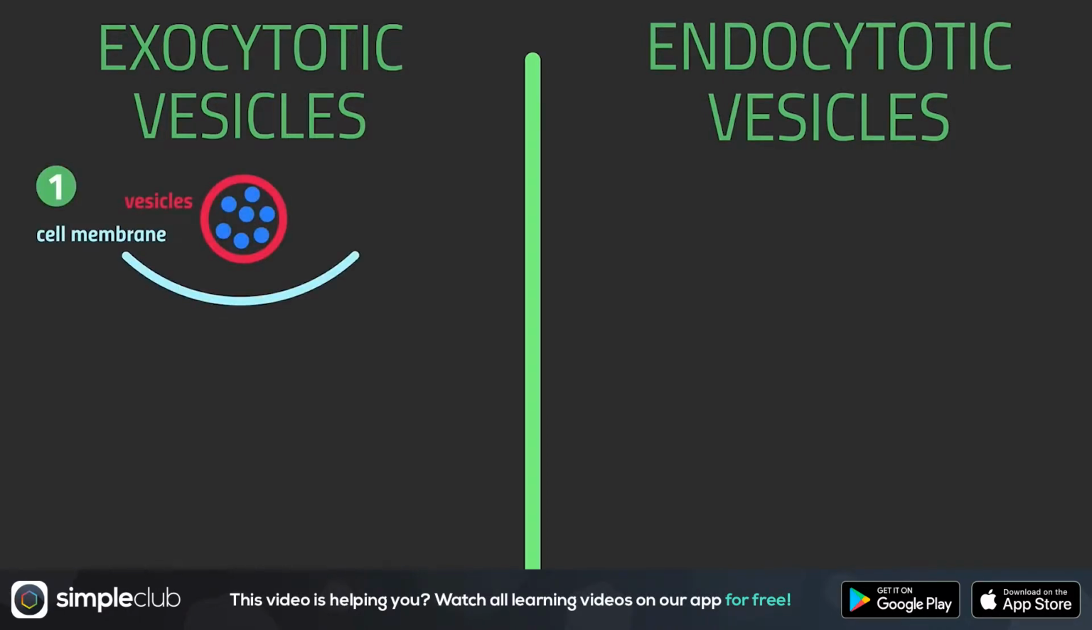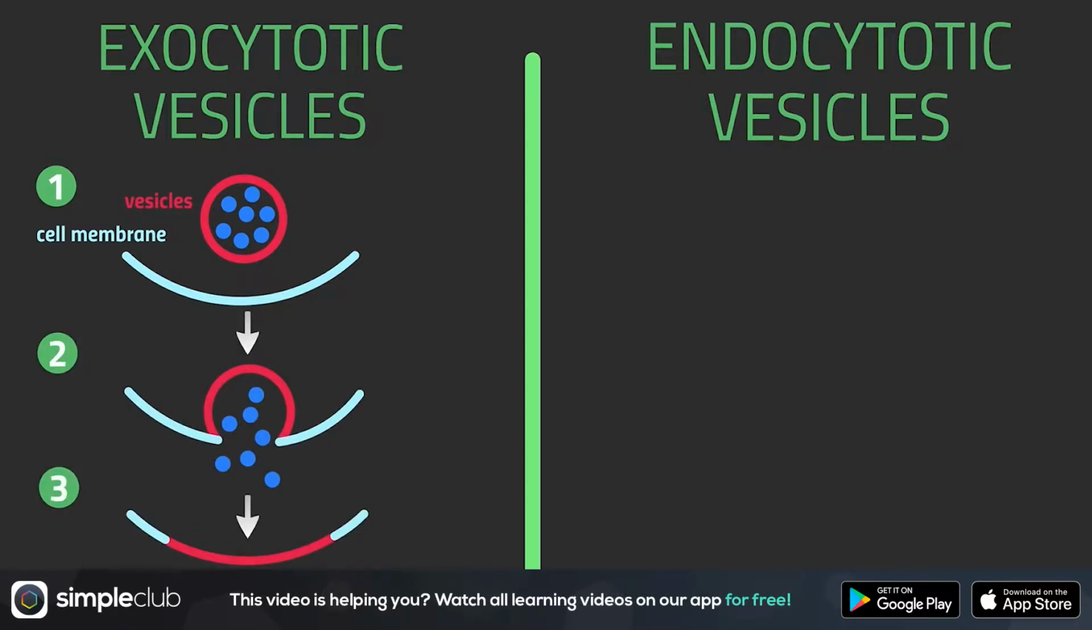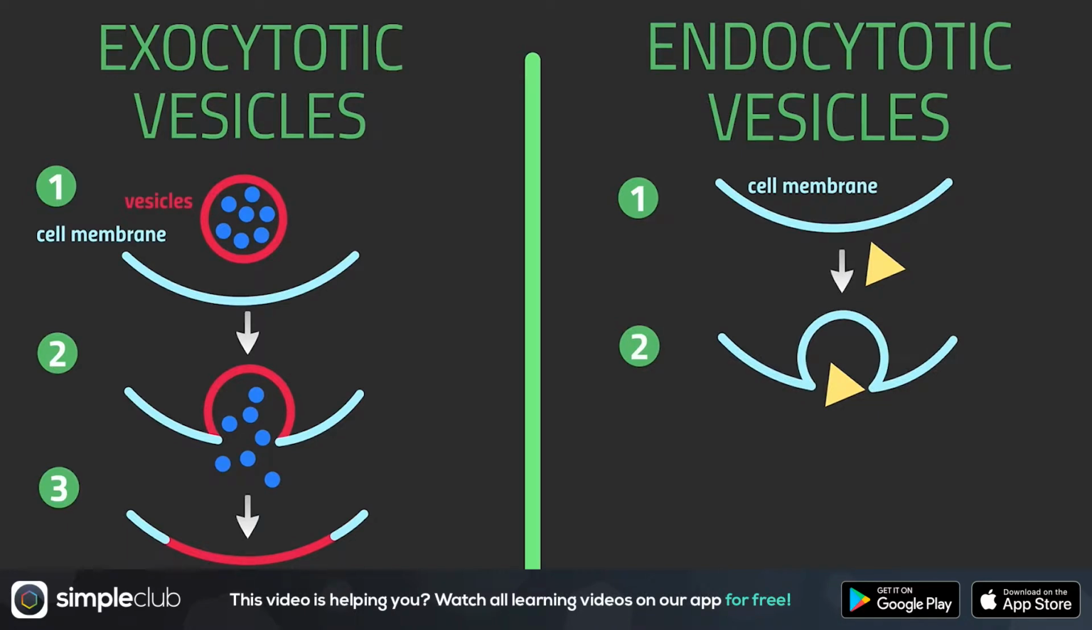Exocytotic vesicles store substances that will be transported out of the cell. Therefore, these vesicles fuse with the cell membrane to set free substances. The endocytotic vesicles are pretty much exactly the opposite. They are responsible for grabbing useful substances from the cell membrane in order to bring them into the cell itself.